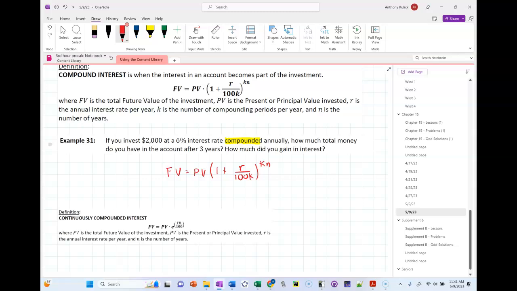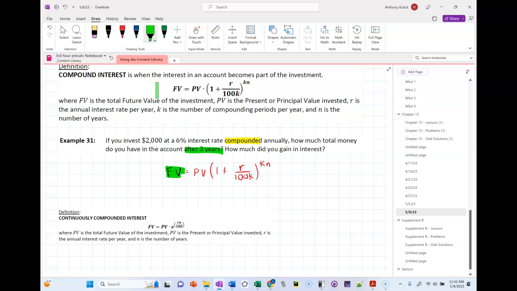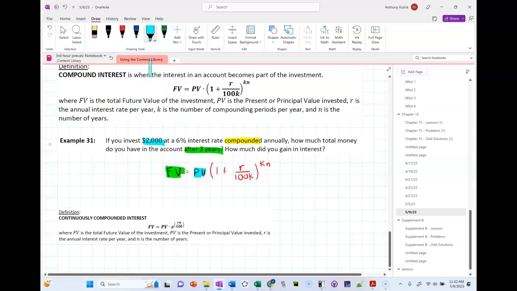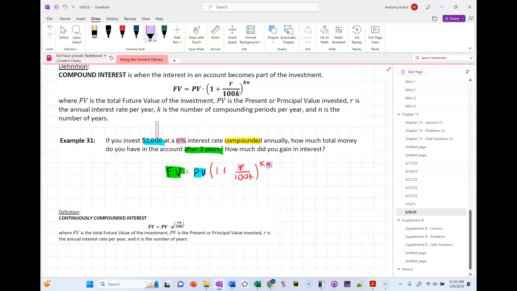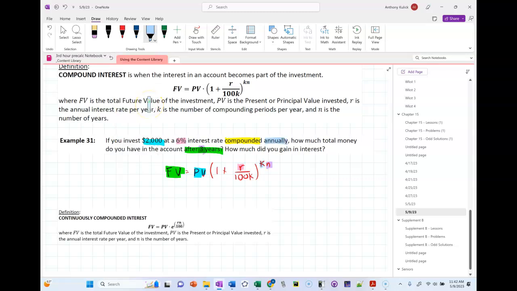What are we interested in here? Yeah, so after 3 years, we're going to be doing future value. Okay, what's the present value? Still 2,000. What's our interest rate? 6. What is our years? 3. Is K a constant? No. Would that just be 1 because it's compounded annually? Yeah, so the annually is telling us that K is 1. That's right. So K is most often expressed in words, so you actually have to read the problem.